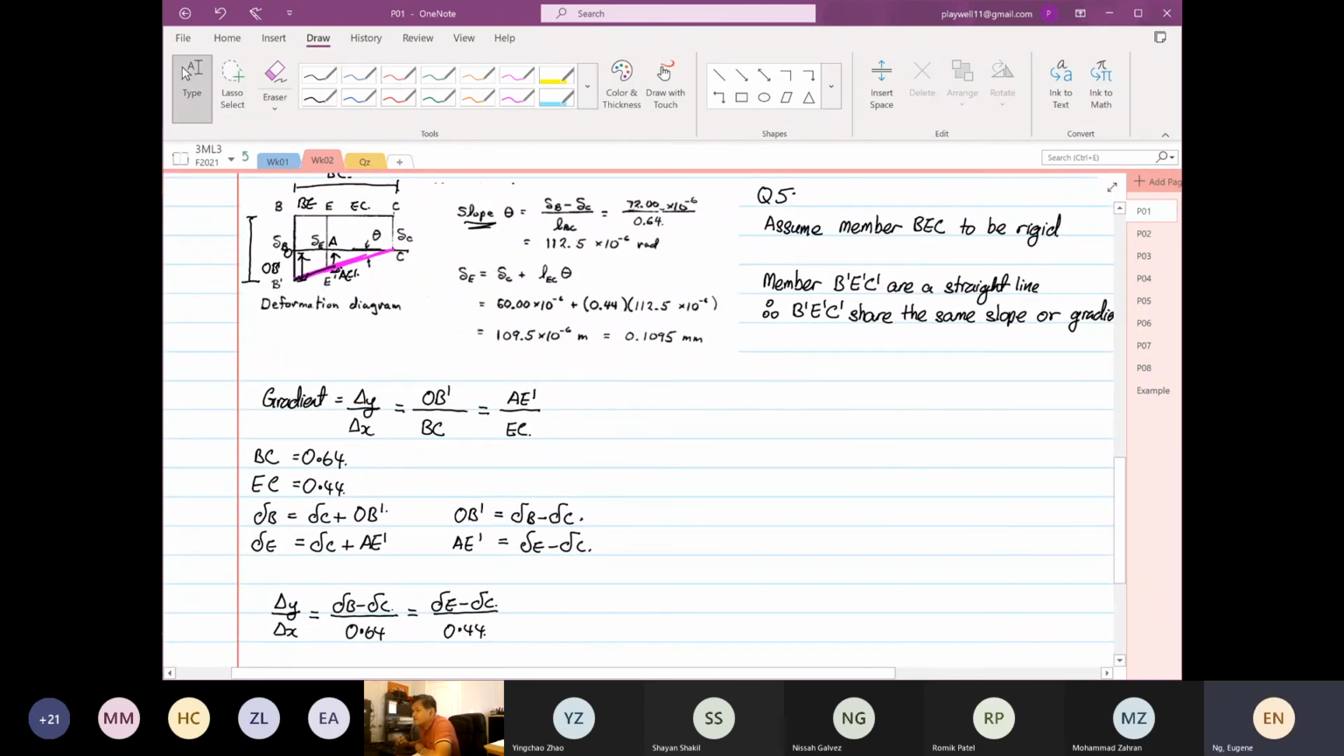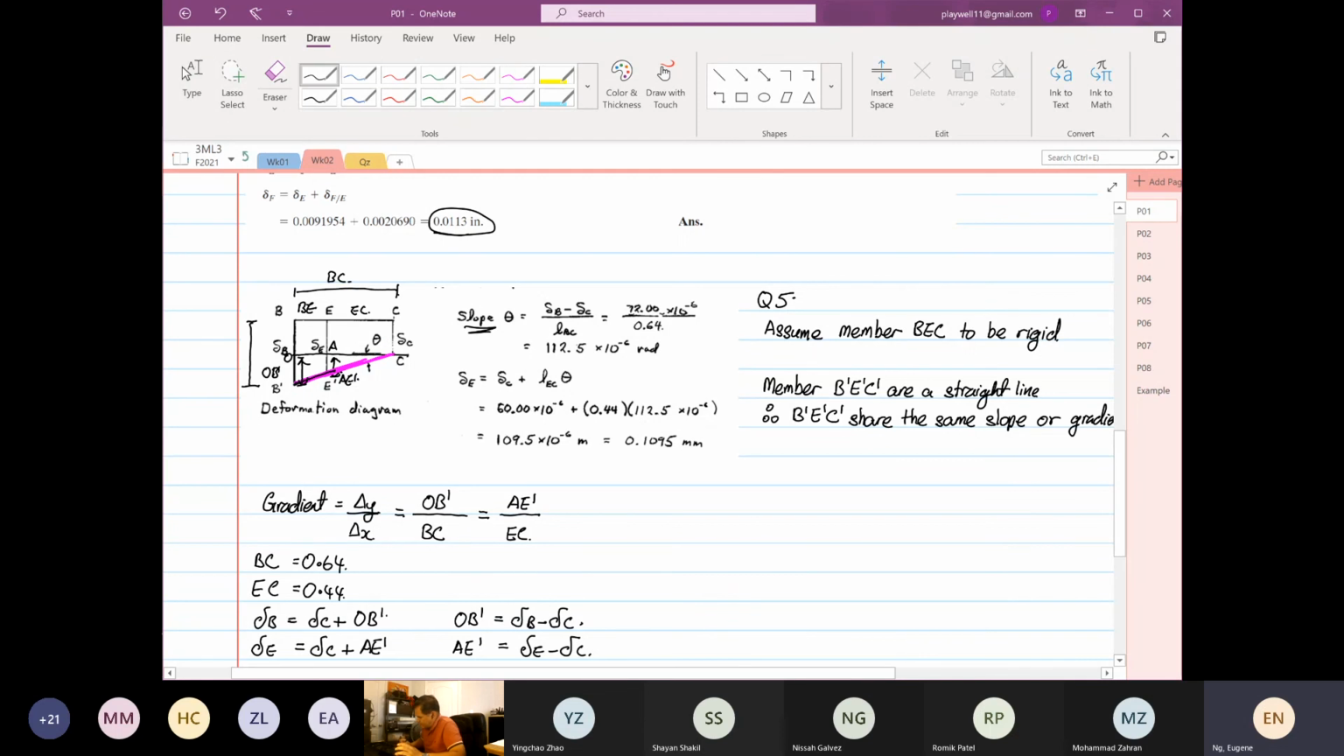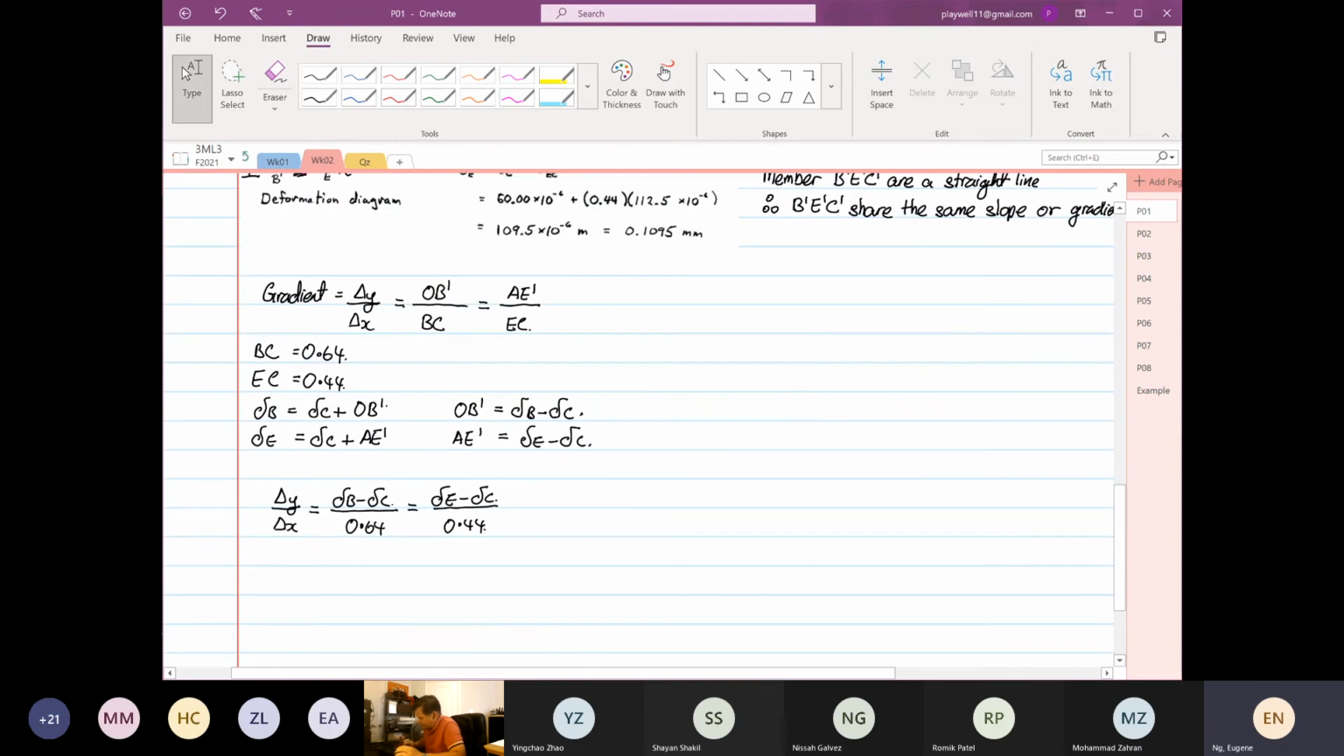Is that clear? Yes, sir, thank you so much. It's just the gradient. They are also taking the gradient, so this is also delta Y over delta X. We don't need to calculate the slope. From here we can immediately compute the answer. We don't need to calculate the radians, because the gradient and the slope are related.